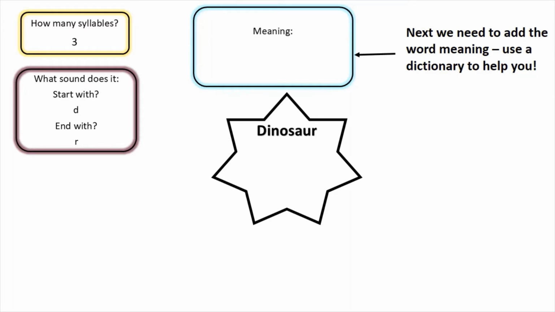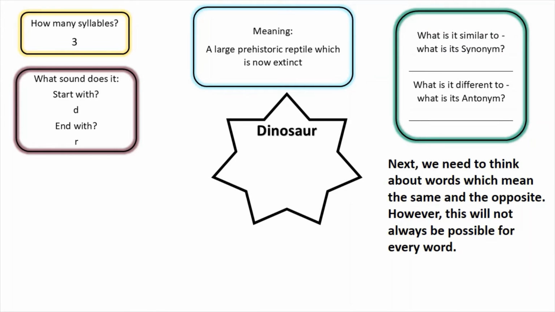Then we need to think about what the word means, and we would encourage you to use a dictionary to help you. So for dinosaur, we've put that it means a large prehistoric reptile which is now extinct.